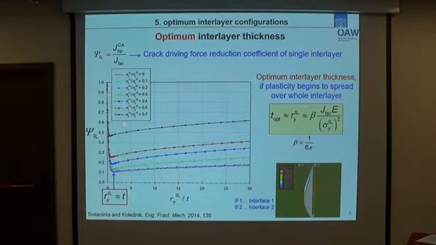As you can see, for all cases, psi interlayer, or reduction of crack driving force, becomes minimum when the size of the plastic zone becomes equal to the interlayer thickness. Therefore, from these results, one can say that the optimum interlayer thickness is equal to the size of the plastic zone, and it can be determined from this equation.